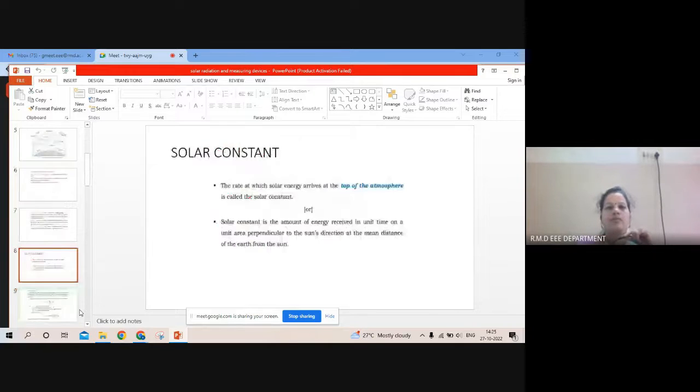Already I told you, extraterrestrial irradiance can also be measured in terms of the solar constant, which is the rate at which solar energy arrives at the top of the atmosphere. You can also define it in another way: it is the amount of energy received in a unit time on a unit area perpendicular to the sun's direction at the mean distance of the Earth from the sun.